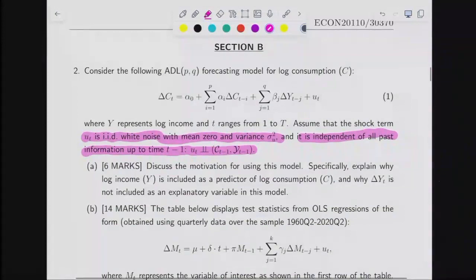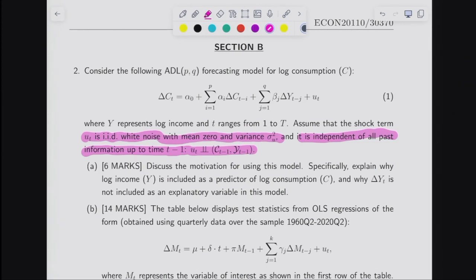Now, the first part asks us to discuss the motivation for using this model and specifically why we should include the log income as a predictor for the log consumption. Obviously, income is correlated with one's consumption behavior, and how much you earn will determine how much you can spend. And it's not just how much you earn at the current period that matters, but also how much you earned before. So it makes sense to include lags of Y in the model to predict your future consumption behavior.